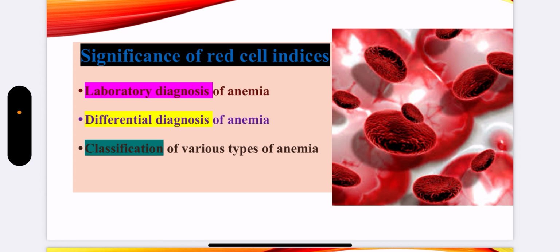For example, in case of iron deficiency anemia, there is microcytic hypochromic anemia. Microcytic means MCV is lesser, hypochromic means MCHC is also reduced. Red cell indices are used for the classification of different types of anemia, which type of anemia the person is suffering from. We'll discuss the classification when I teach you anemia in detail.